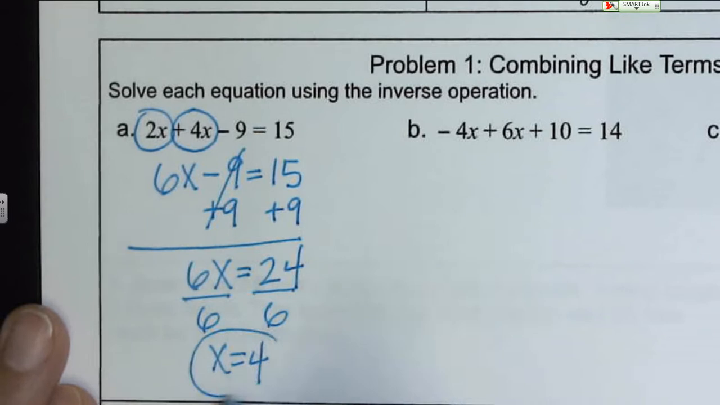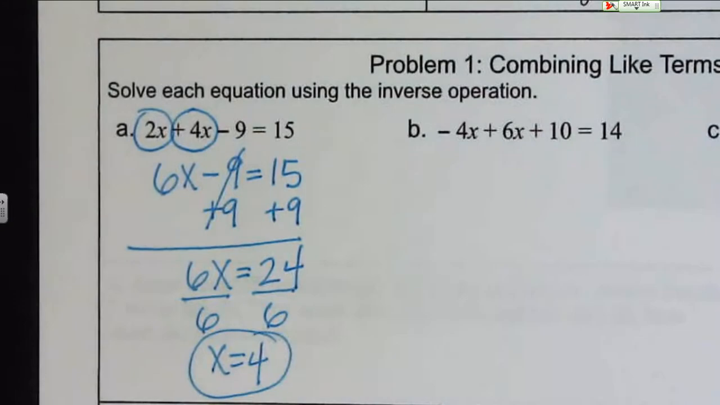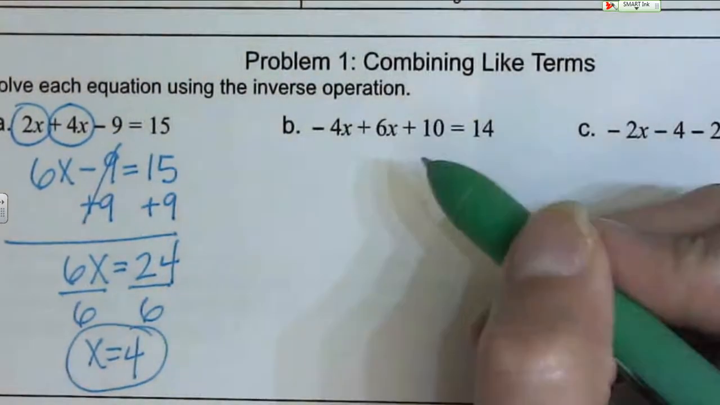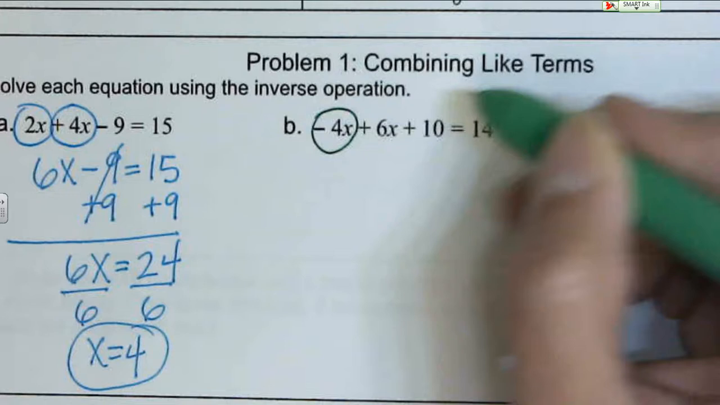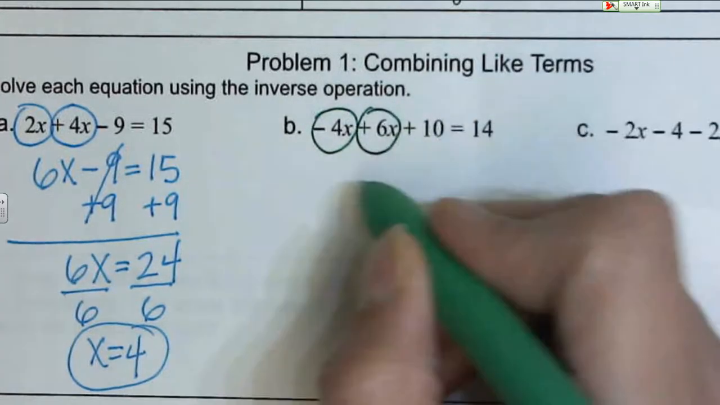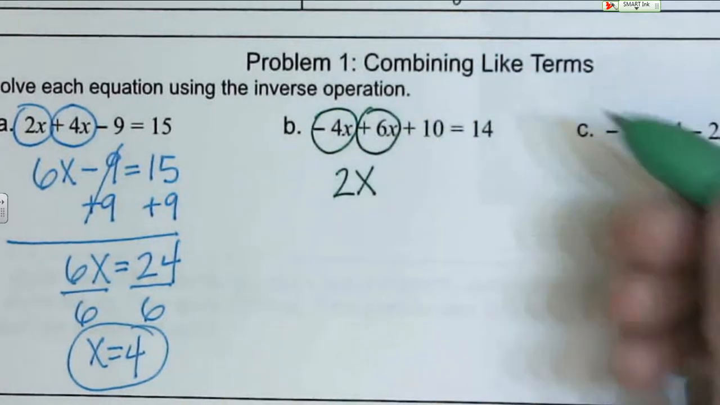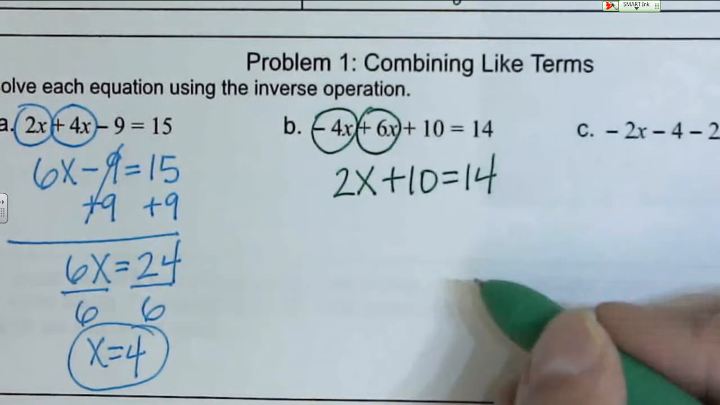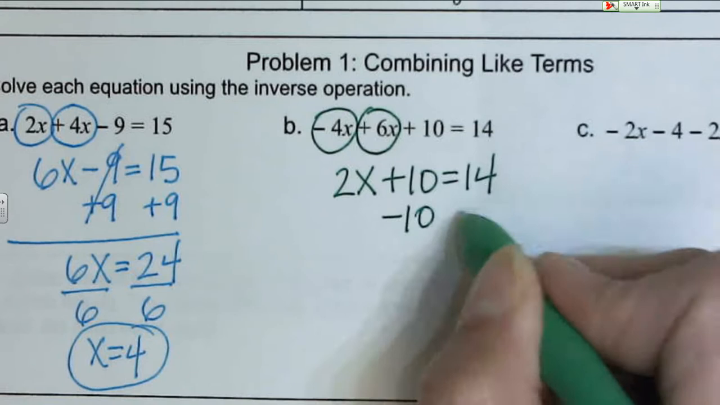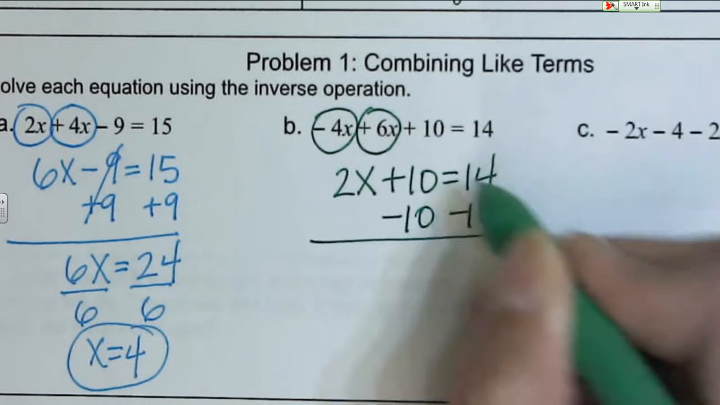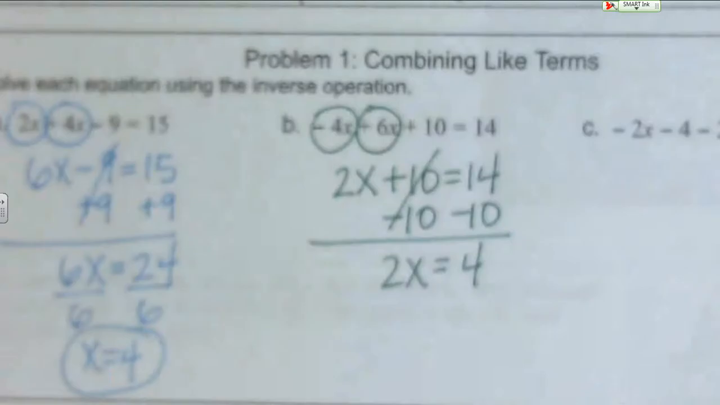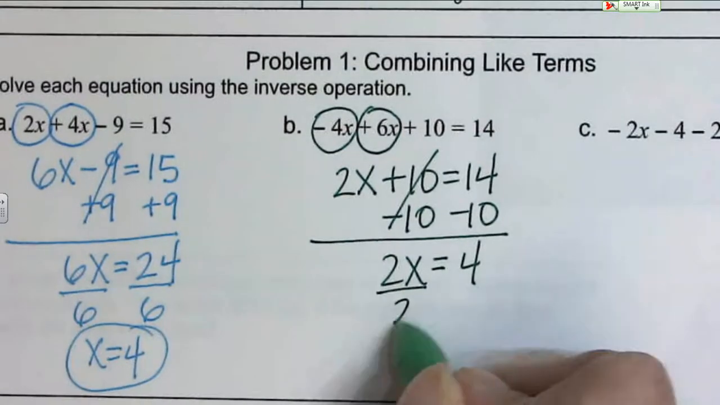This is going to be just like the work we did yesterday, except now we have to take the step of combining like terms first. So we've got negative 4x plus 6x. Negative 4 plus 6 is a positive 2x. Plus 10 is equal to 14. We're going to subtract 10 from both sides, and 2x is equal to 4. Divide both sides by 2, and x is equal to 2.